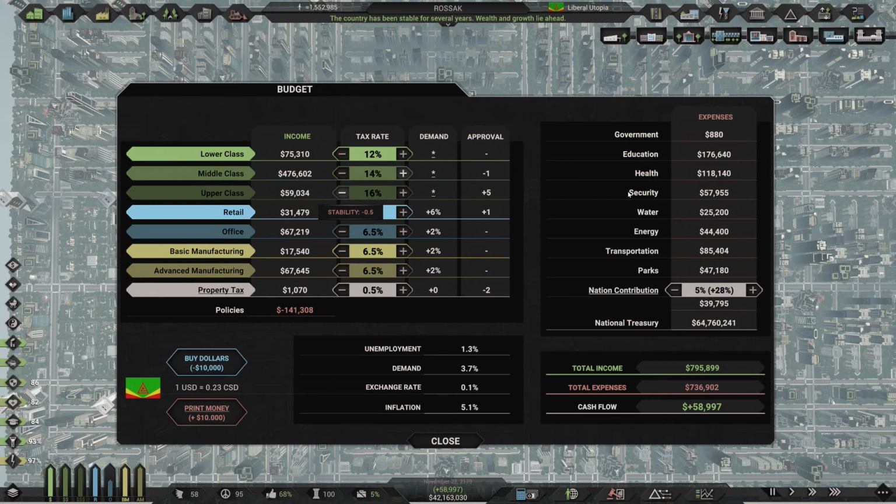And oddly enough, lowering taxes decreases stability a little bit. So you don't want to be sitting there adjusting your tax rates willy-nilly. So now the effect of my policies on the income tax base is like a negative $141,000. But you have your tax rate, you have demand. Like my retail shows a plus 6%, office plus 2%, basic manufacturing plus 2%, advanced manufacturing plus 2%. Okay? Then on the column on the right, you have the approval. So I'm good with the lower class, minus 1 on the middle class, and plus 5 on the upper class. Retail is plus 1. Your office, your manufacturing are even, and property tax minus 2.